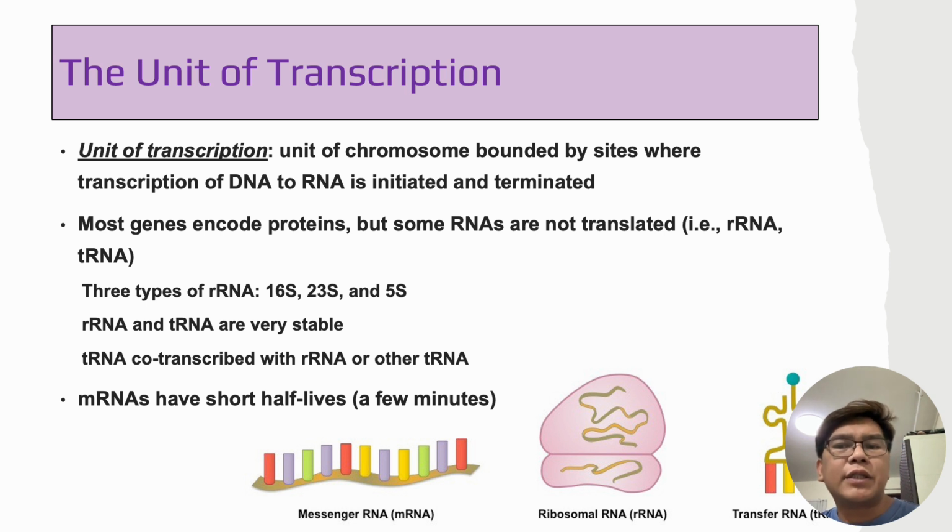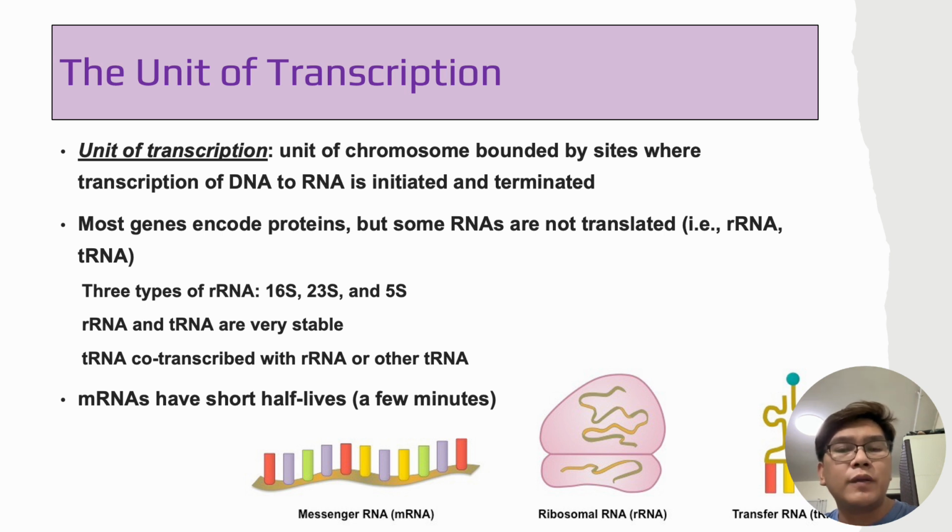The unit of transcription is a sequence of nucleotides in DNA that codes for a single RNA molecule. This is a DNA strand bounded by sites where transcription of DNA to RNA is initiated and terminated. The strands are later on translated into proteins, but some RNA are not being translated. Say, for example, rRNA and tRNA.